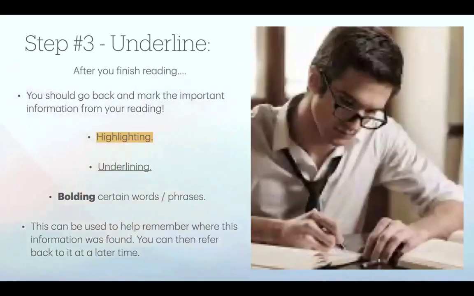Now, step three, after reading, it is important that you go back and underline the important information from the reading. This can include the use of highlighting, underlining, or even making bold certain words or phrases. This further helps the mind break down and categorize the information more efficiently for further recall.